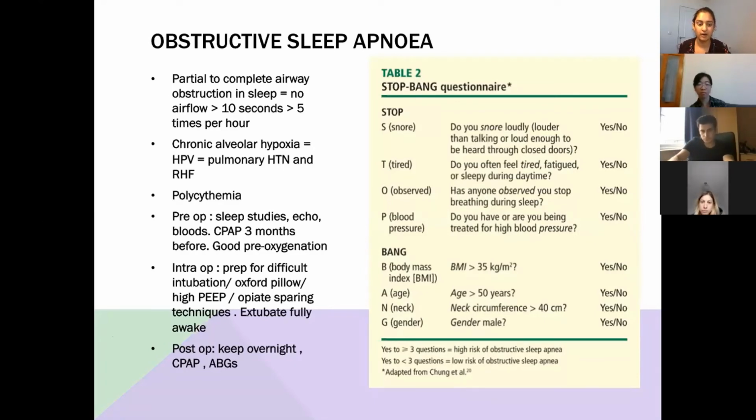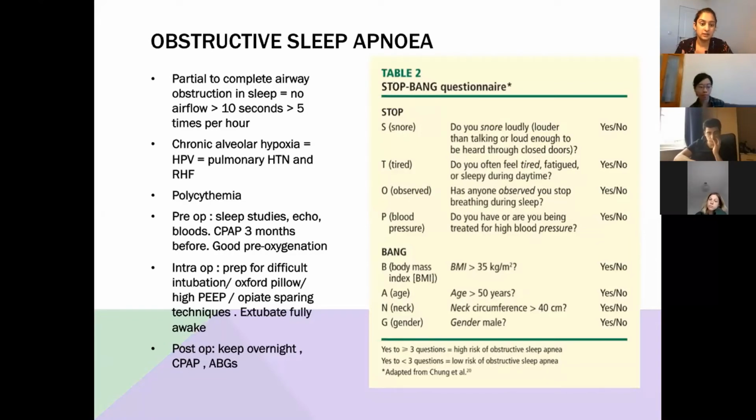A lot of patients are not diagnosed at the moment, so it's extremely underdiagnosed. And when you see patients and they fit this criteria, kind of having a thick neck, having a high BMI, being over the age of 50, then it's useful to use the STOP-Bang criteria to assess their risk. Patients with OSA have chronic alveolar hypoxia, and because of hypoxic pulmonary vasoconstriction, this can lead to pulmonary hypertension and right heart failure as well, and also polycythemia because of the hypoxia.